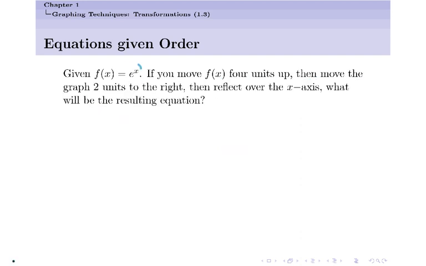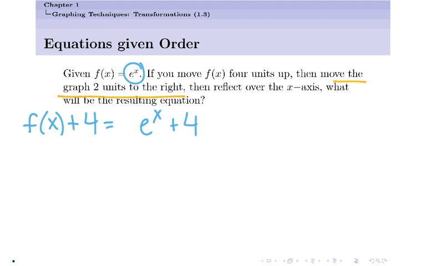For my next problem, I'm given this as my original function. Now I need to move it 4 units up. Well, I take my previous step and tack on a plus 4 to it. So I get e to the x plus 4. Then move the graph 2 units to the right. That means f of x minus 2. So wherever I see an x in my previous equation, what do I have to replace it with? x minus 2, following the rules exactly.